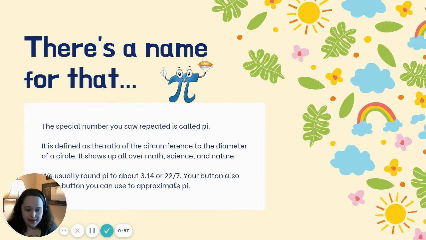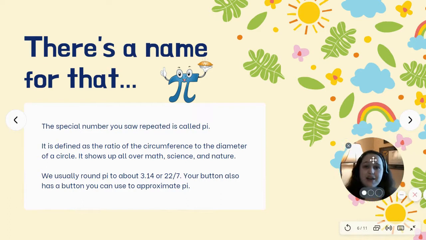Hopefully you noticed that when you took the circumference divided by the diameter, the number you got was always pretty close to the same number. You were estimating a bit, so it's okay if you were off, but the number you should have gotten should have been pretty close to 3.14. And it's actually a special number that you saw repeated. It's called pi. And pi is actually defined as circumference divided by diameter. So that's what pi is. It's just circumference divided by diameter.